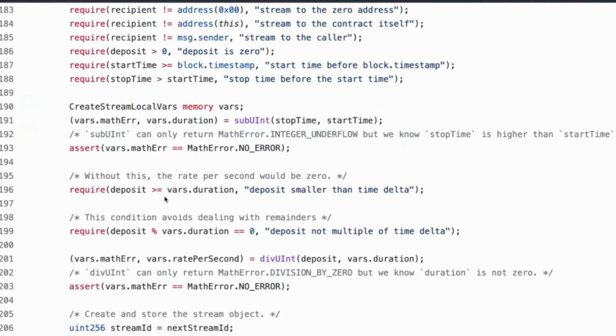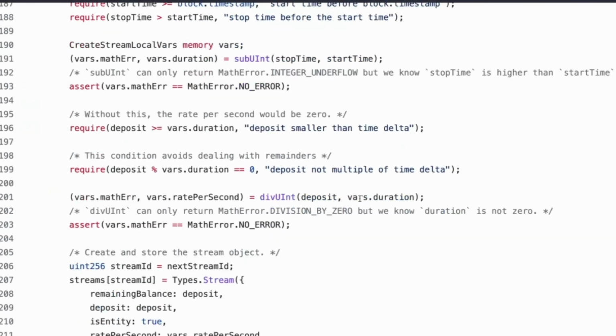Then it says require deposit greater than or equal to vars.duration. So deposit smaller than the time delta. Okay, that makes sense to me. Then they say, so here's where that maths.